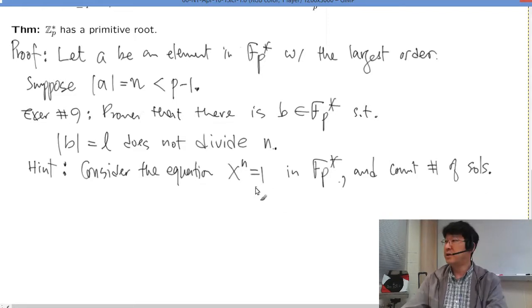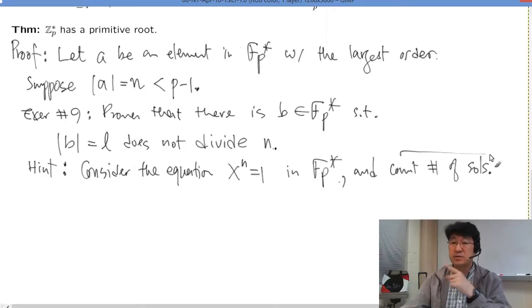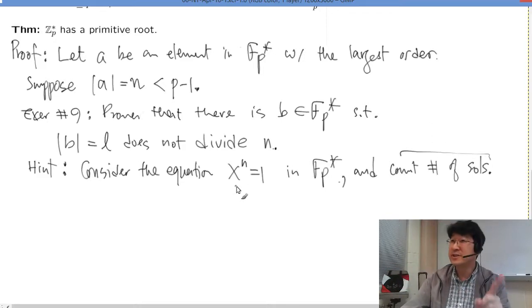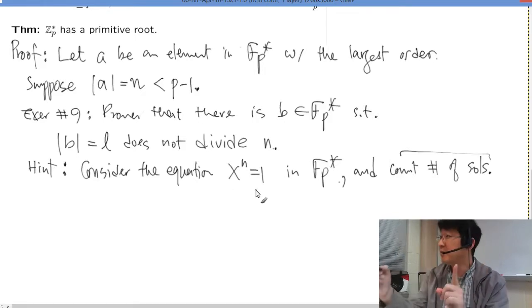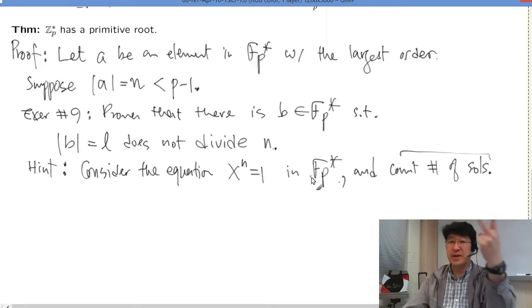How many solutions are there? How can you answer something like that? Nothing's given, but where does the n come from? The order of A, right? Let's answer it together. How many solutions does x to the n equals 1 have? At least 1. There are more. 1 is a solution, yes, but there is an obvious one in there: A. A to the n equals 1. So we found 2.